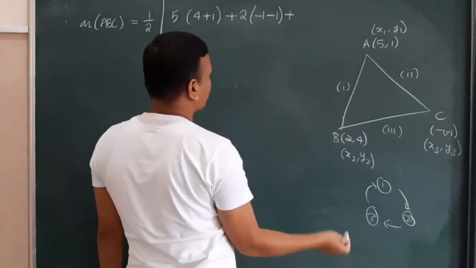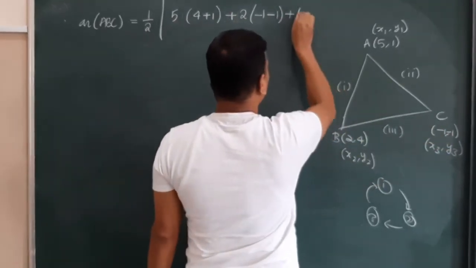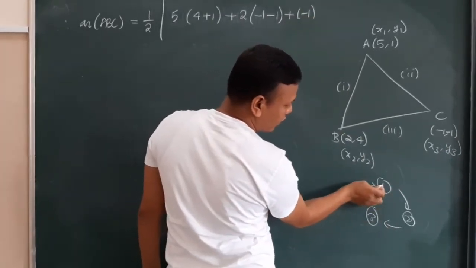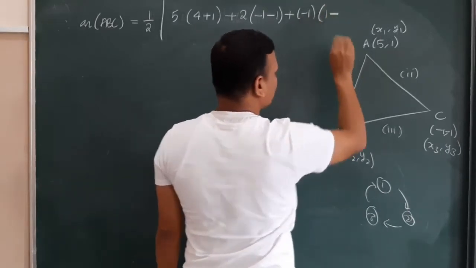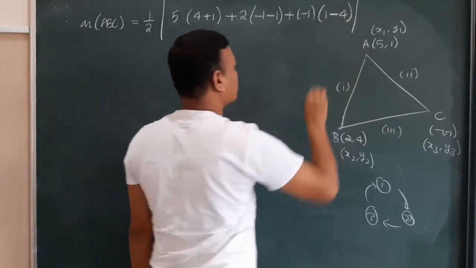So plus, at last we have to write x3, right? So x3 is minus 1. So when you write x3, then you have to write y1 minus y2. So what is y1? y1 is 1 minus what is y2? y2 is 4, isn't it? So this gives you the area of the triangle.